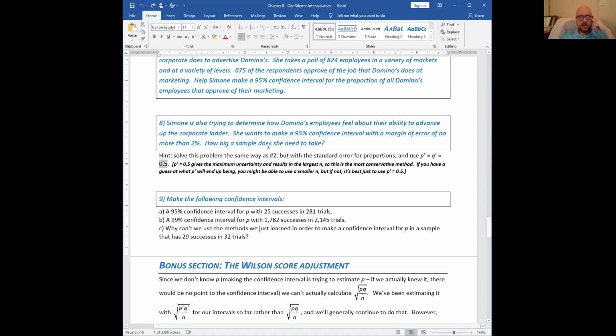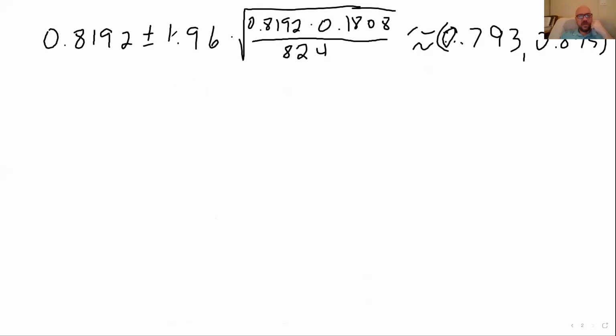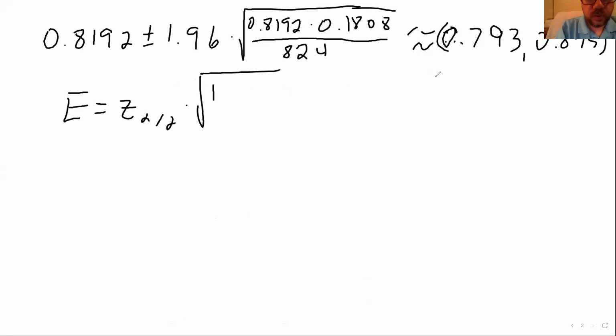All right, so we're going to use the formula E equals z alpha over 2 times the square root of p prime q prime over n. Actually, sorry, that's not actually what we're going to do. We're not going to have those primes there. PQ over n. Right, because you won't know what p prime is before you take your sample, right?